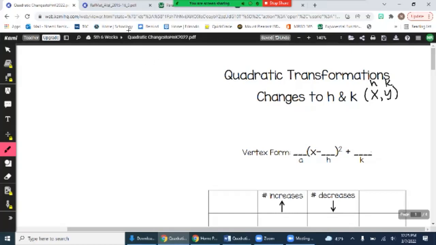Now, what part of the parabola is the vertex? If I have a parabola facing this way, or if I have a parabola facing this way, what would be considered the vertex? The minimum and the maximum. Break that down a little bit more. The highest point and the lowest. Correct. The lowest point on the parabola or the highest point on the parabola. So we're talking about this point and this point. The lowest or the highest.